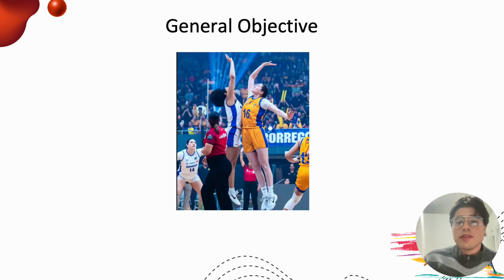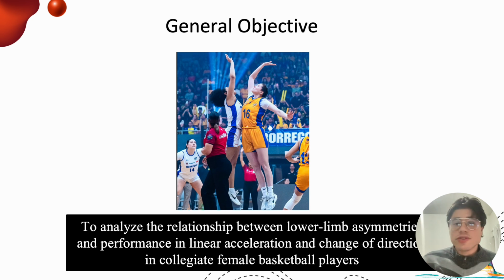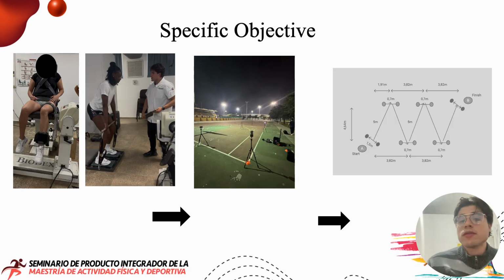The general objective is to examine the relationship between neuromuscular asymmetries in order to establish reference performance parameters for Mexican college female basketball players. Our overall goal is to analyze the relationship between lower limb asymmetries and performance in linear acceleration and change of direction ability in college basketball players, arising from these four specific objectives.